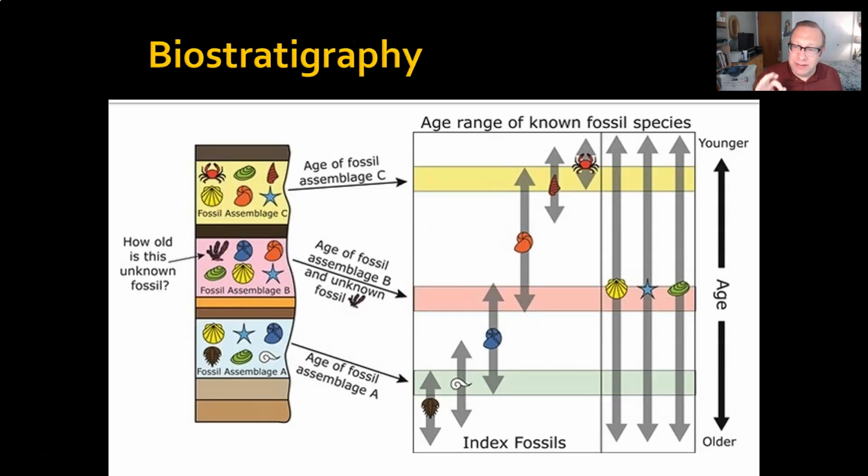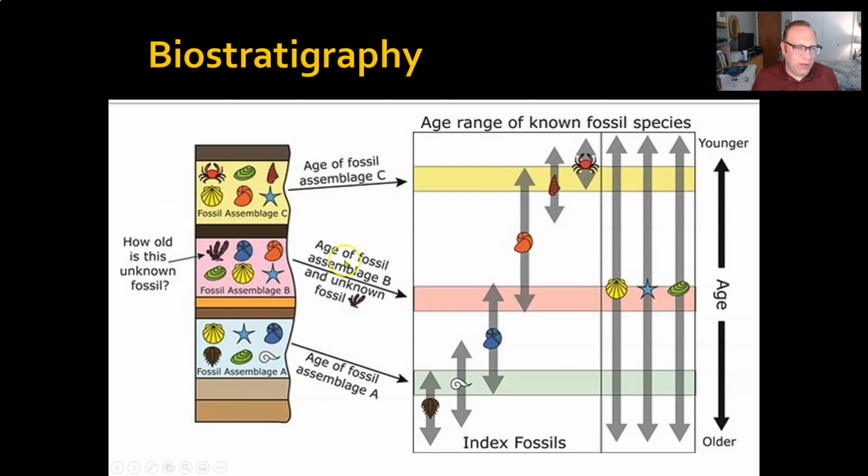Biostratigraphy works on the same principle, but it's a little more complicated. Say you've got this unknown fossil in fossil assemblage B, which you find in this pink layer here. Okay? You know the age of all the fossils in fossil assemblage C, or of most of them. You know the age of the fossils in fossil assemblage A, and you know the age of the other fossils in fossil assemblage B, but this crazy looking thing you don't know. So, how do you tell how old this fossil is?